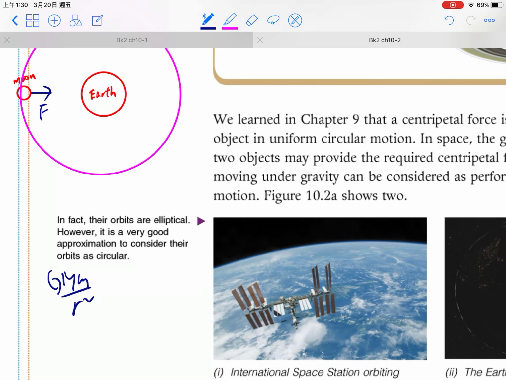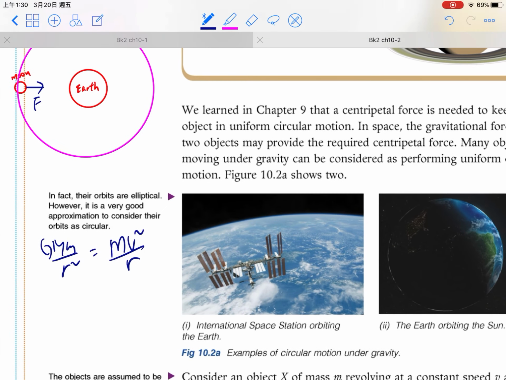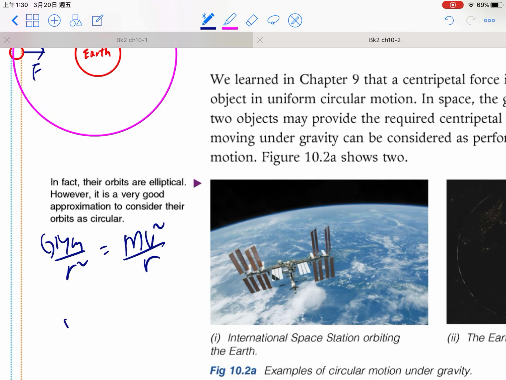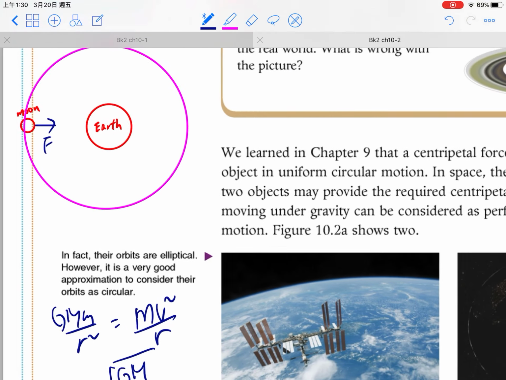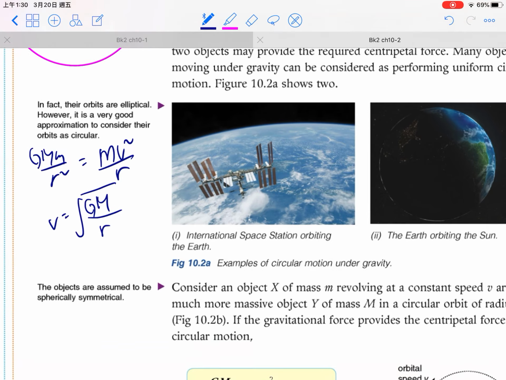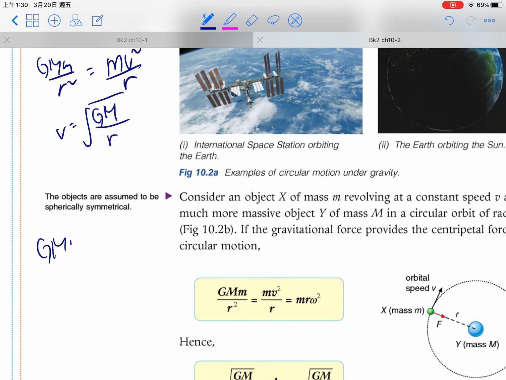For the gravitational force, we have GMm over r squared. It provides the centripetal force, mv squared over r. So we can find v, the speed of the Moon, that is the square root of GM over r.